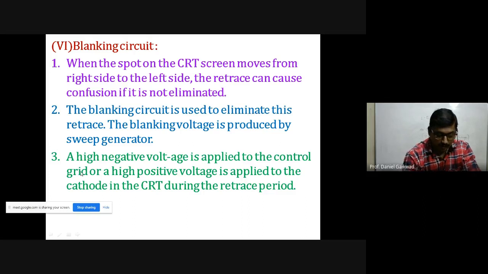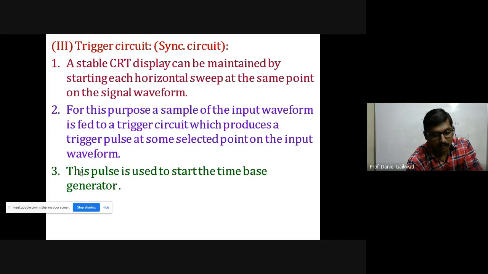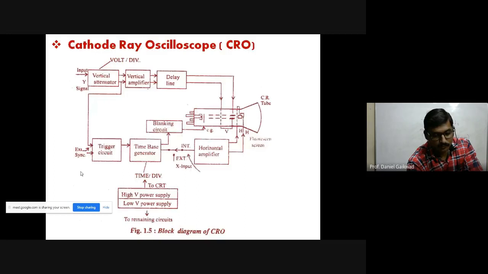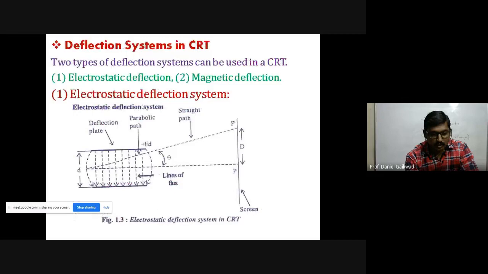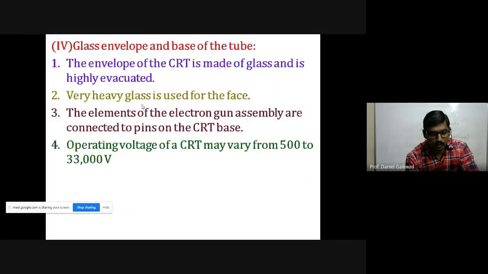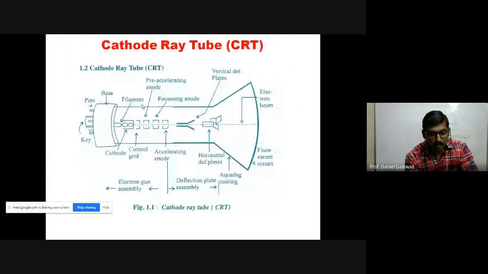Now what is the control grid? Once again we have the diagram of the CRO, and again we have the diagram of the CRT. Check carefully: cathode ray oscilloscope and cathode ray tube. So the cathode ray tube has this portion. Check carefully: filament, cathode and control grid. Check carefully the cursor. The filament is where electrons are emitted, and here we have the control grid.